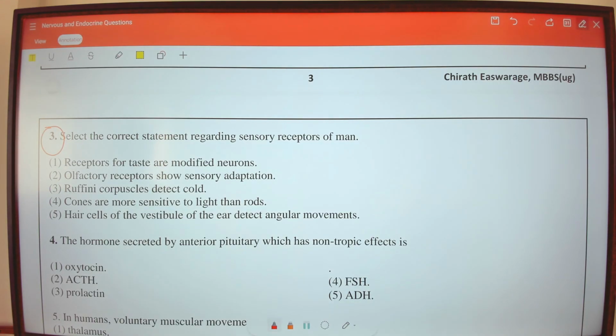What's the answer? It nicely covers the entire range of sensory receptors, because now we have done all of them, including mechanoreceptors, chemoreceptors, vibration, mechanical, and visual. Everything we have done.